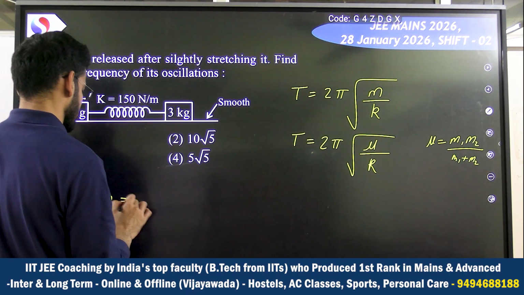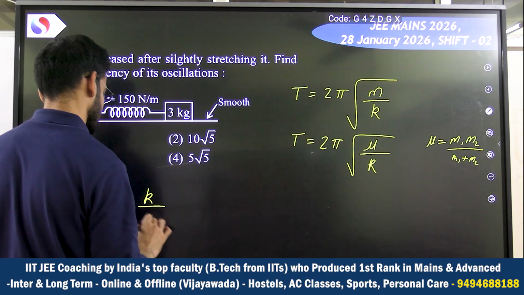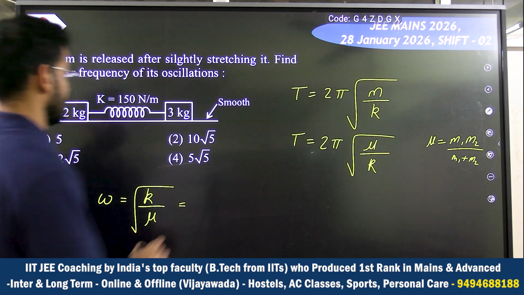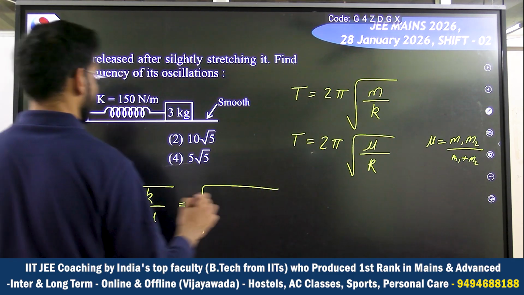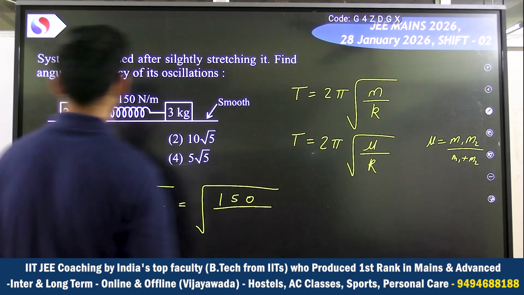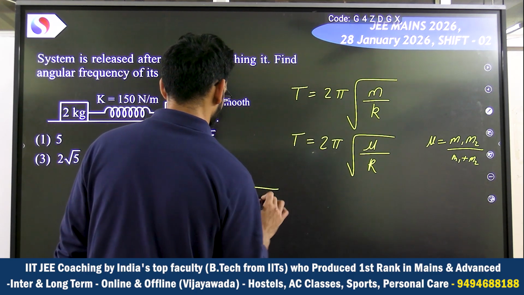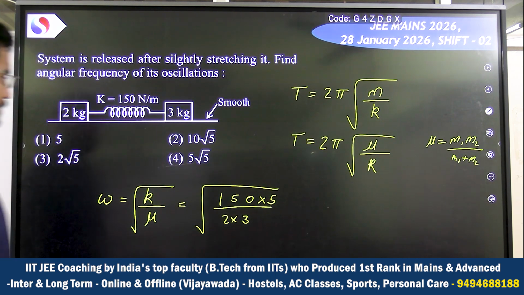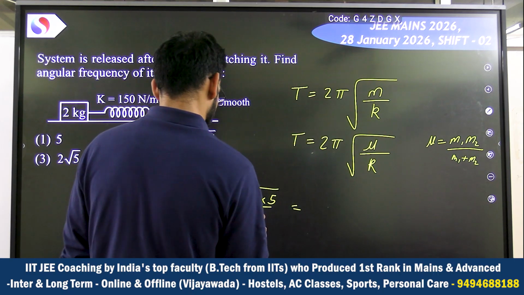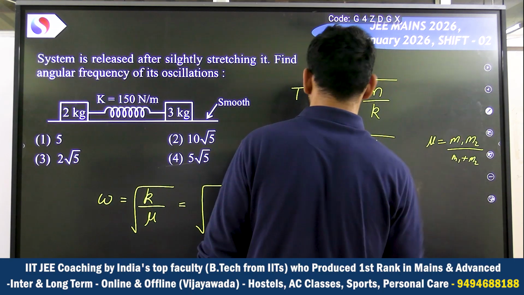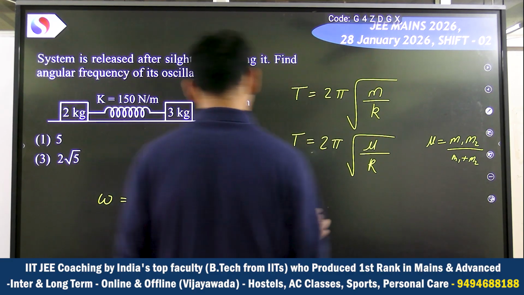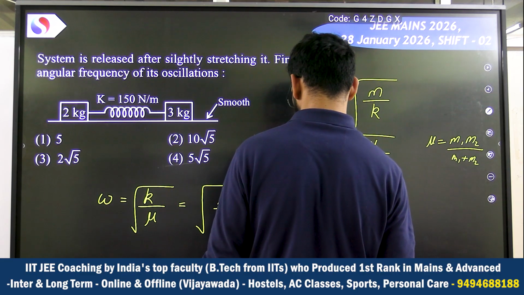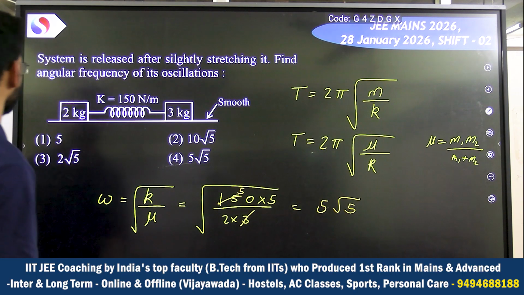So omega is root of k by mu. This is what he is asking. K is given as 150. And mu is how much? Mu is 2 into 3 divided by 2 plus 3, that is 6 by 5. So this is your answer, which can be calculated. If you simplify, let me write down the final answer only: 5 root 5. I think so, right? 5 root 5, fourth option.